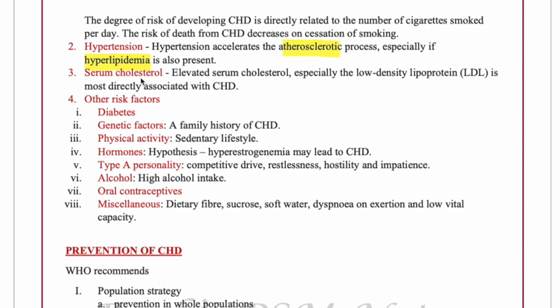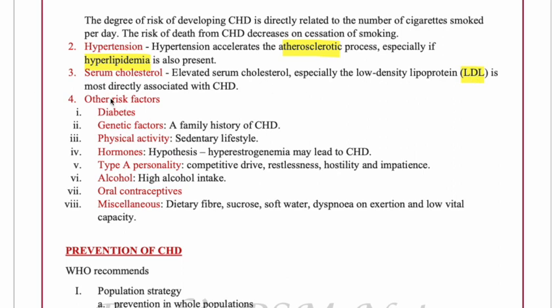The third point is serum cholesterol. Here it refers to the lipid abnormalities. So elevated serum cholesterol, especially we all know the LDL, is most directly associated with CHD. We all know HDL cholesterol more than 40 mg per dl is protective against the development of CHD, and the recent evidence indicates that HDL and LDL subfraction levels are better indicators of CHD than this LDL and HDL cholesterol.